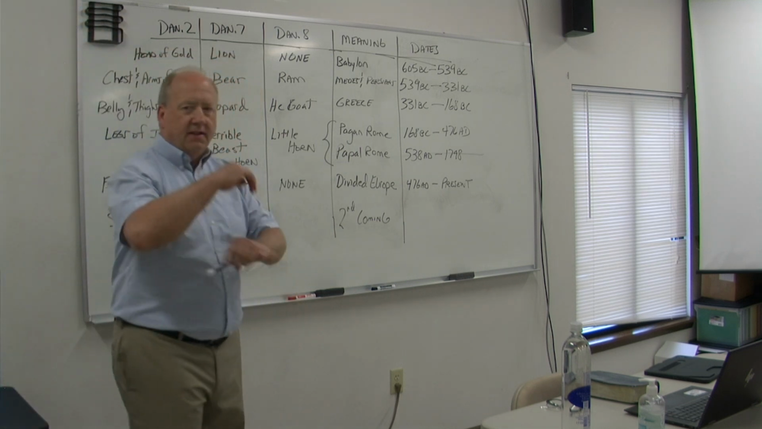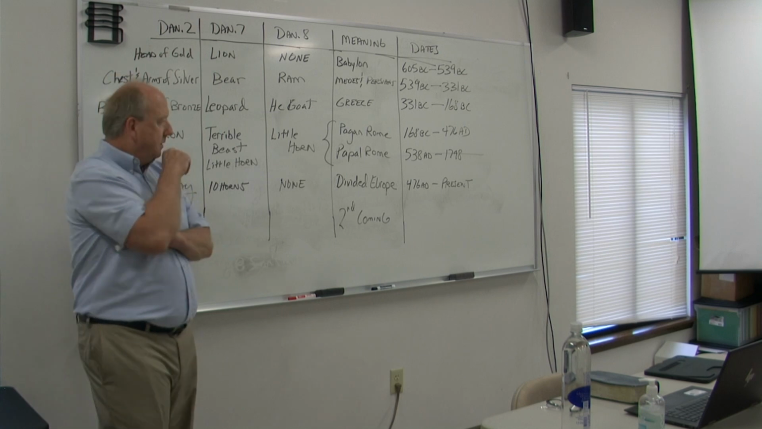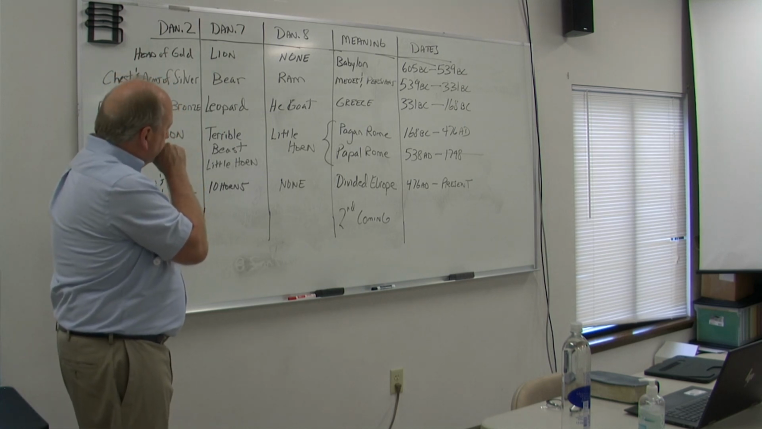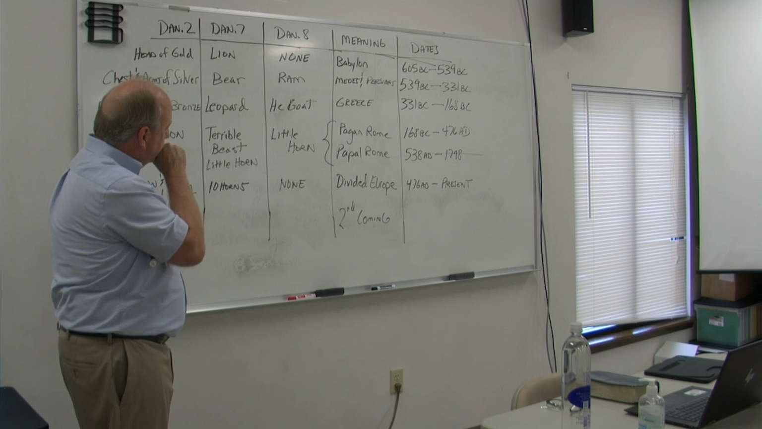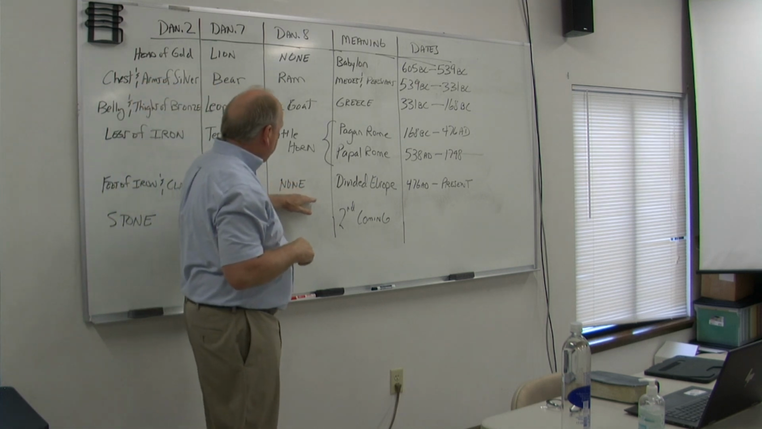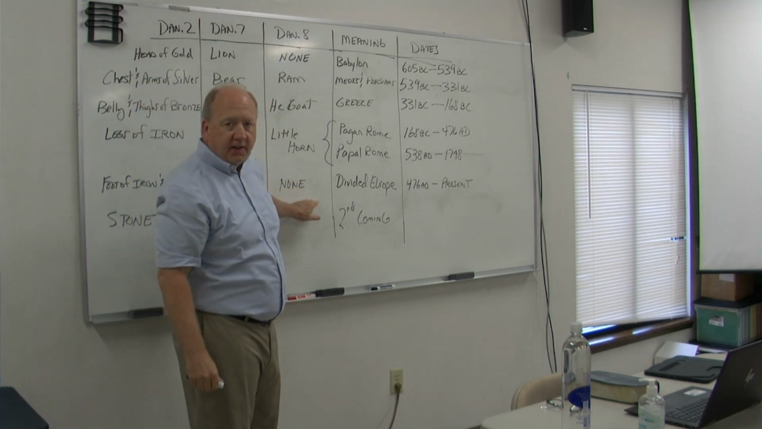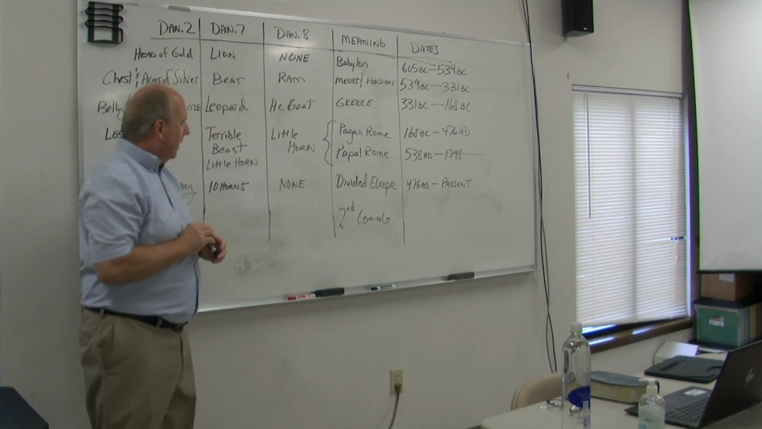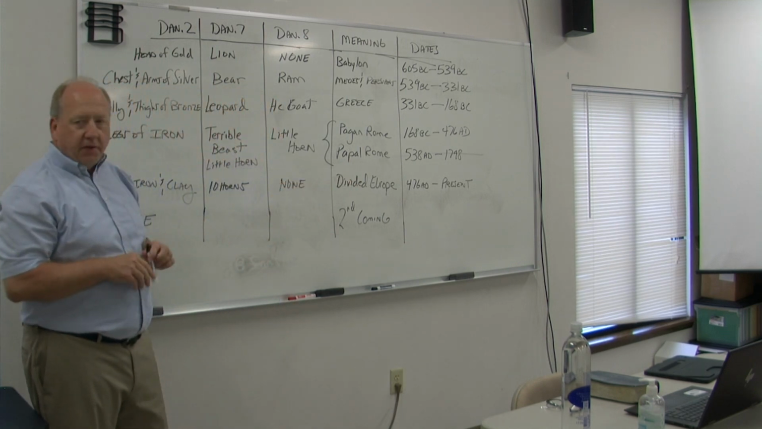So the number there shouldn't be 476 to 1844? No, because the Pope was captured in 1798. Okay. So if we went into the detailed prophecy of Daniel 8 here, the 2300 year prophecy, if we put that up here, then we would give those dates, right?